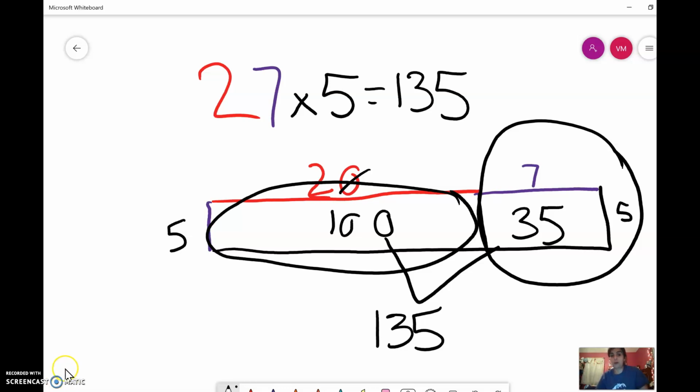And remember, this is a recorded mini lesson, so hopefully it makes sense. If not, I will post another one about area models. Okay, thank you.